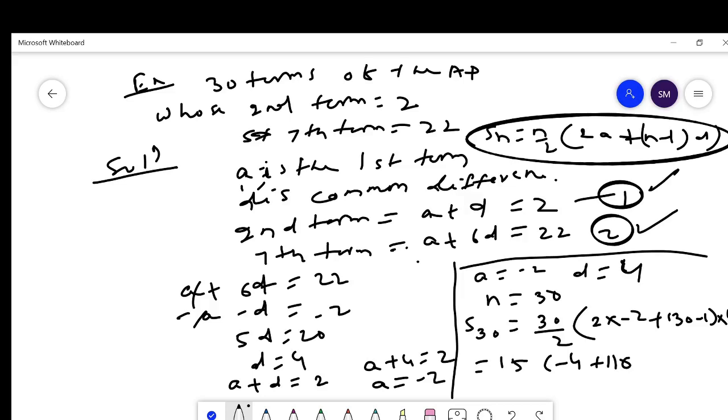29 into 4 is 116. Then this is 15 into 112, which is equal to 1680. Sum of first 30 terms is 1680. Answer is S30 is equal to 1680.